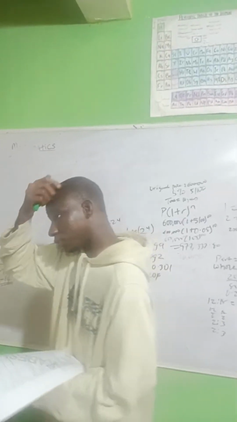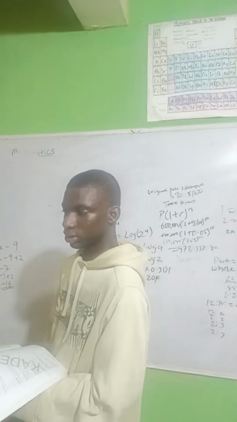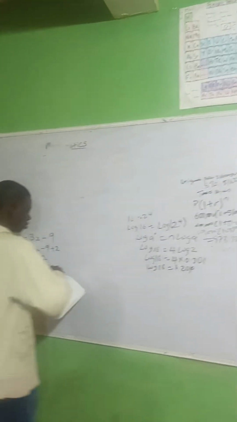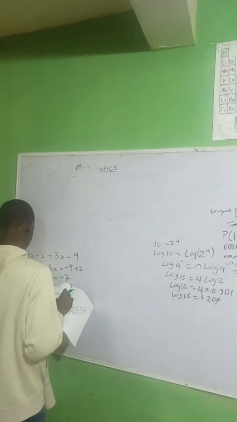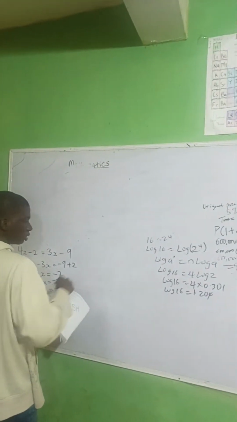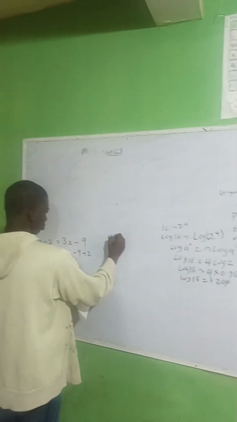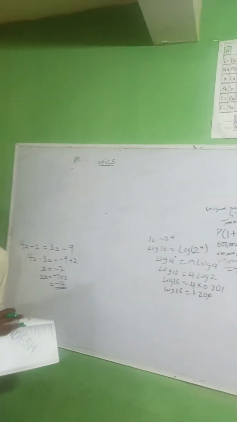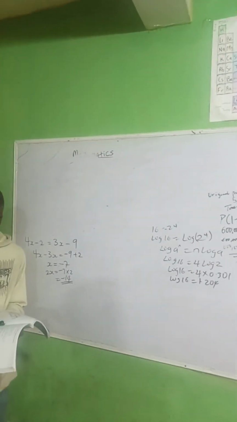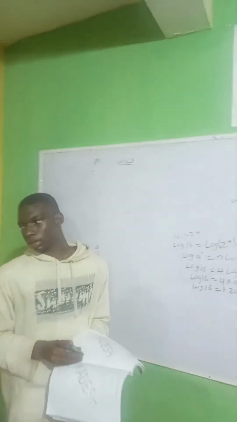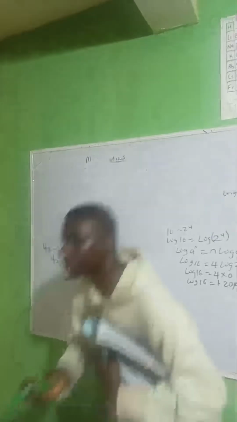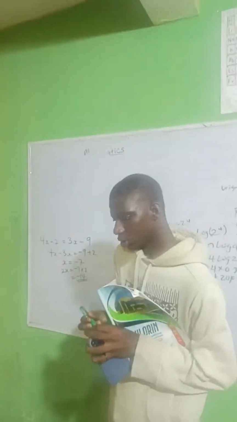So explanation: we have 2, 2, 4, 6, 10. 2 plus 2 is 4. 2 plus 4 is 6. 4 plus 6 is 10. So 6 plus 10 is 16. That's how we got it. So what will now be the next question? Because the common difference is increasing.